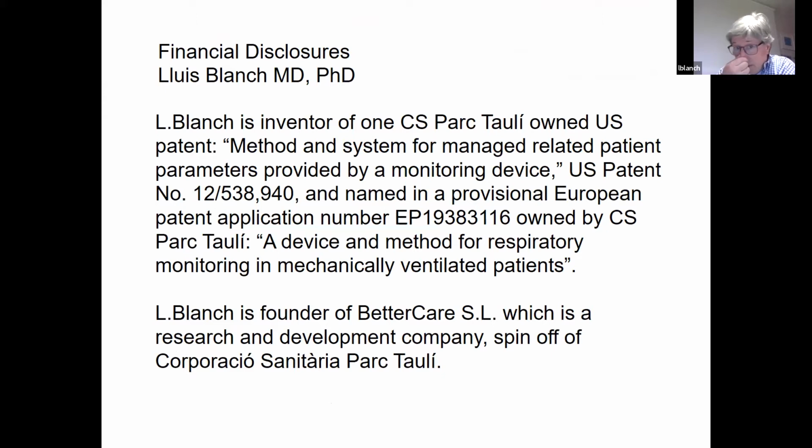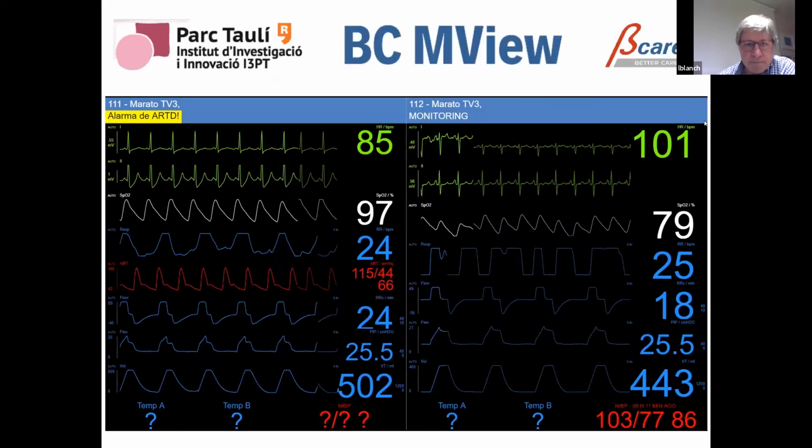First of all, I would like to present my conflict of interest, since I am inventor of two patents related to monitoring respiratory signals in patients under mechanical ventilation, and I am founder of Better Care, which is a research and development company, a spin-off of my institution, Parc Taulí University Hospital.